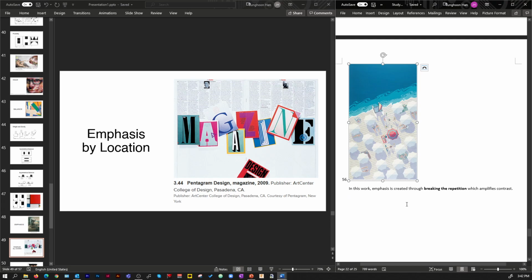And this guy again, so in this work, emphasis is created through breaking the repetition, which amplifies the contrast. So we looked at how repetition of this shape creates a strong sense of unity in here, but just by placing this red umbrella right here, it breaks the repetition and thus works as an attention-grabbing focal point. So in contrast to all these white umbrellas, this is just one red umbrella, so that is why it amplifies the contrast and also works as a focal point.